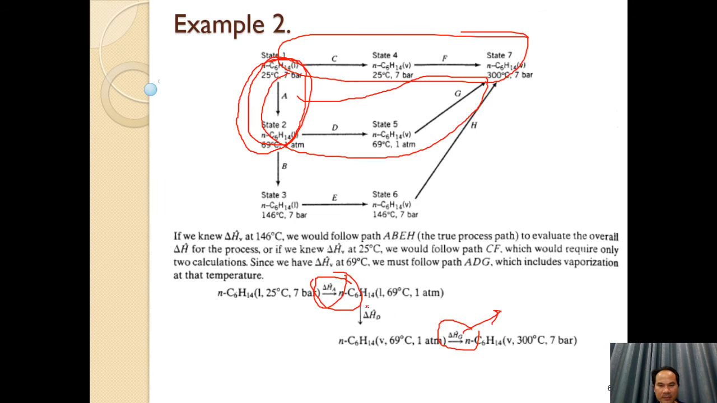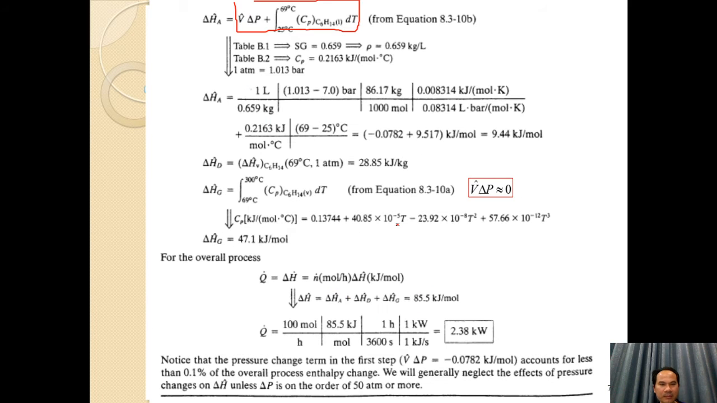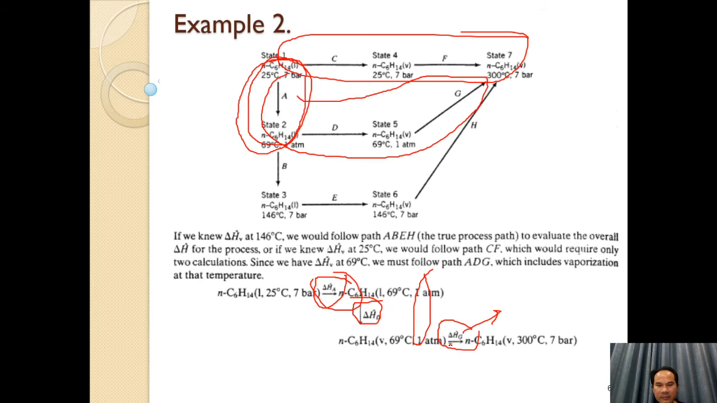And the second step is from liquid at 69 degrees Celsius to vapor at 69 degrees Celsius at constant pressure, related to the heat of vaporization. Okay? And the third step, G, delta SG. For delta SG, this includes the constant temperature change from 1 atm to 7 atm. But for this case, V delta P equal to 0 for ideal gas. That means delta U equal to 0.